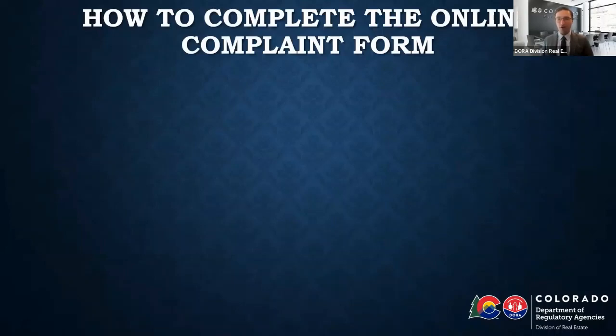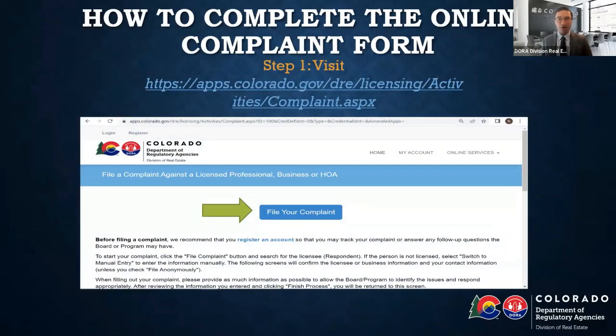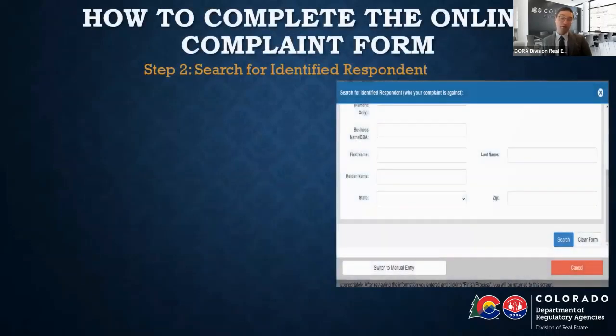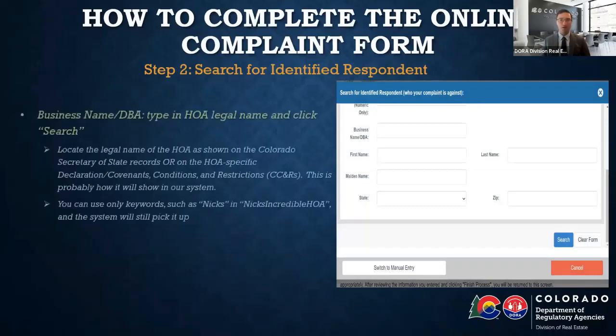So moving on to our online complaint form, here's a link that'll take you straight to the file your complaint button on our website. So click file a complaint, which will take you to this next page where you'll search for an identified respondent, which would be your HOA. For purposes of this demonstration, we'll use a hypothetical HOA that I created named Nick's Incredible HOA to follow along in the system.